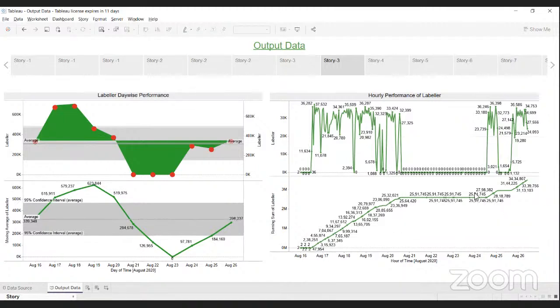This is again the moving average, and then the last chart talks about the running sum of labelers so that we can see the performance of this machine.